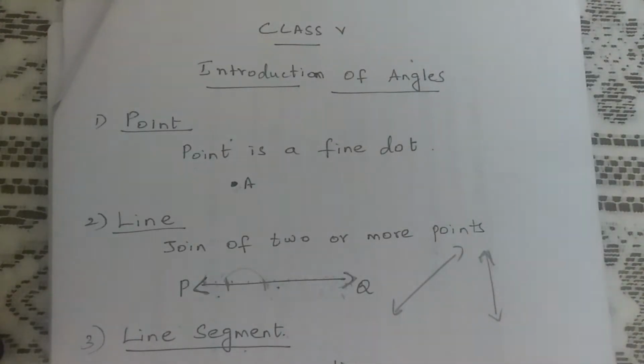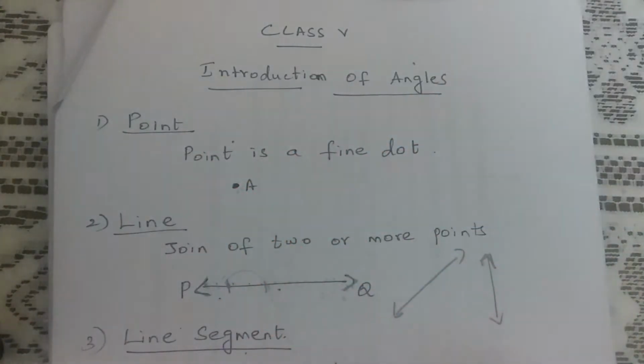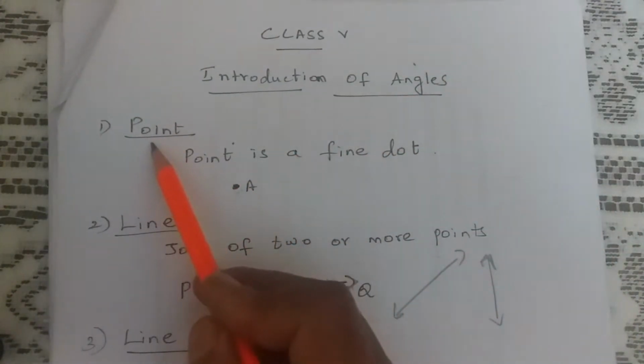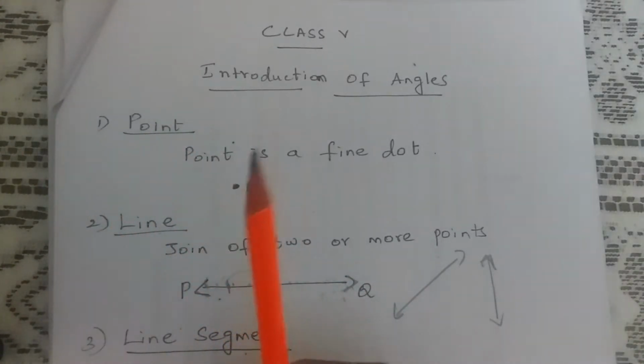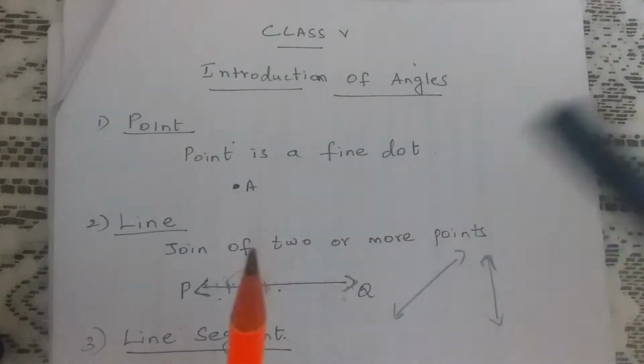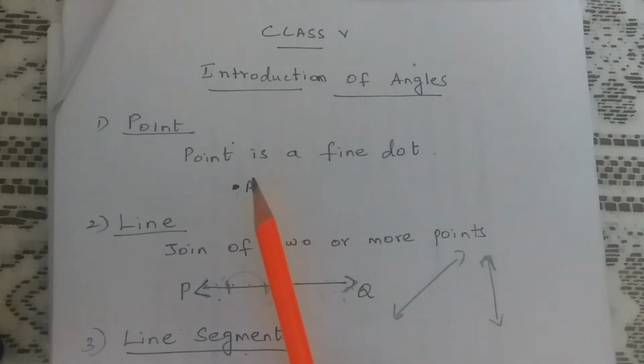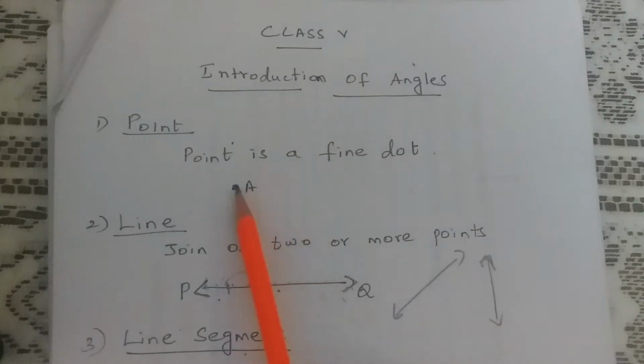So before we go into angles, let us recall the basic concepts of geometry. The first concept is point. What is a point? See the tip of this pencil, the sharpened place, this tip of this pencil is a point. Point is a fine dot. It's a thin, fine dot. So it is denoted by point A. We mark it like this. We mark a point and the name, we use the capital letters. It is called point A.